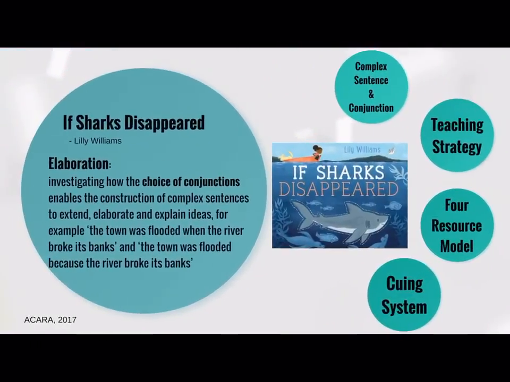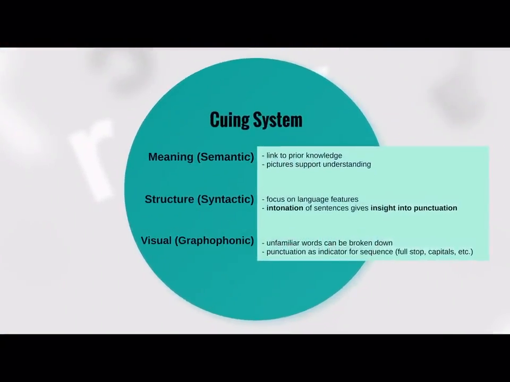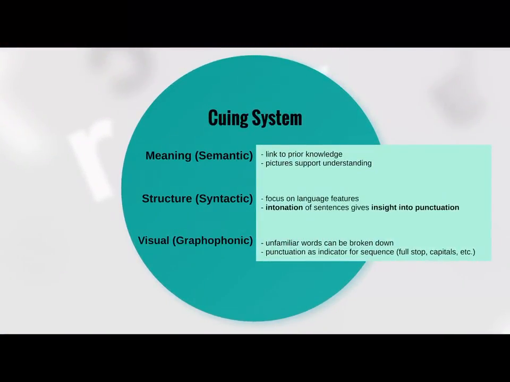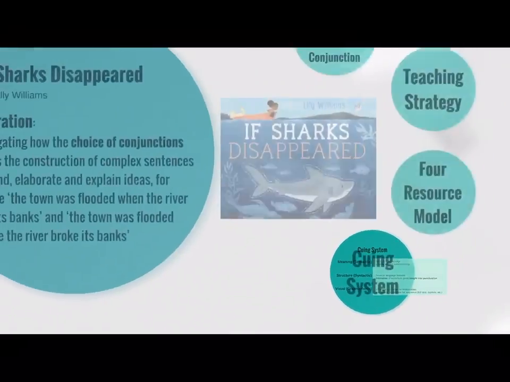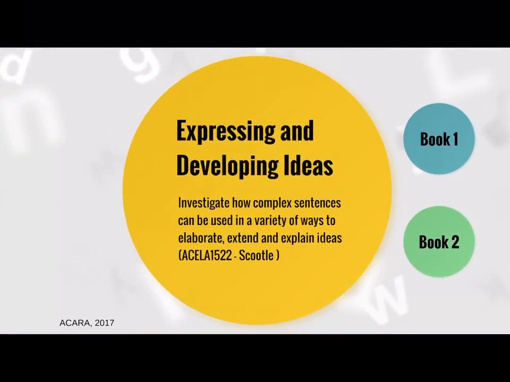Last but not least, we will look at the cueing systems students would use during this learning process. What stands out here is that on a syntactic level, students would probably be able to use their knowledge of intonation to help give insight into punctuation. On a graphophonic level, the students would be able to use punctuation as an indicator of where what segment goes in the sequence. Full stops indicate the end, while capital letters are mostly at the beginning of a sentence. With that, we are back to our language feature of expressing and developing ideas.